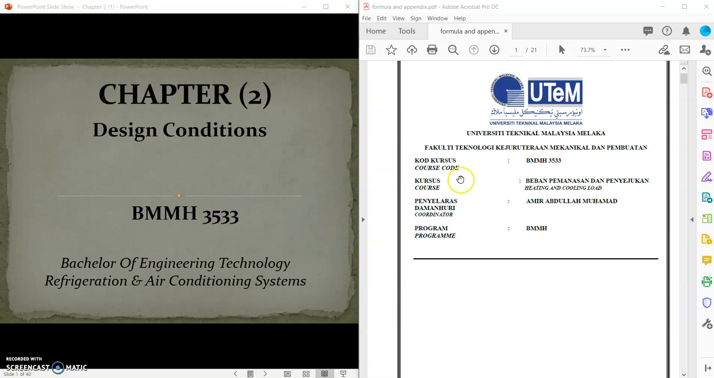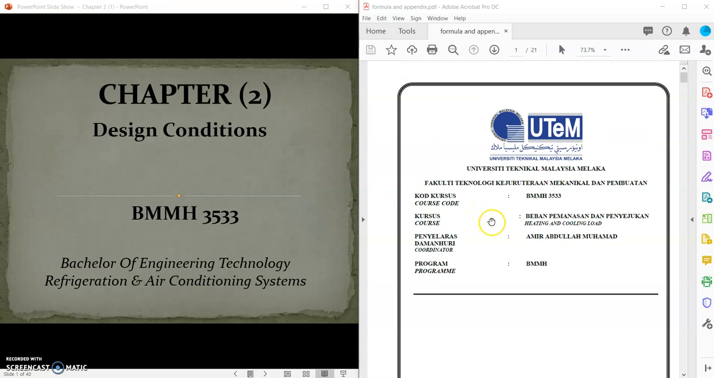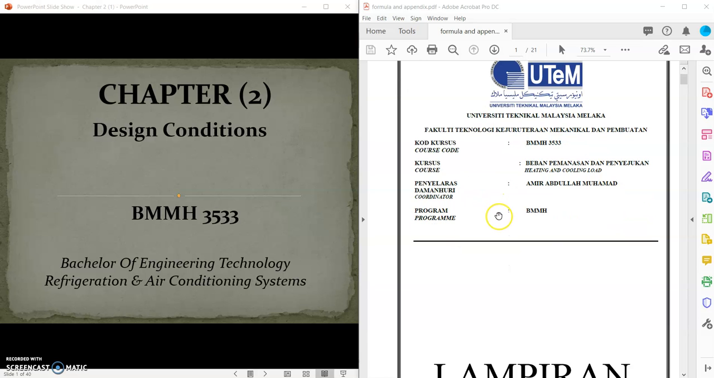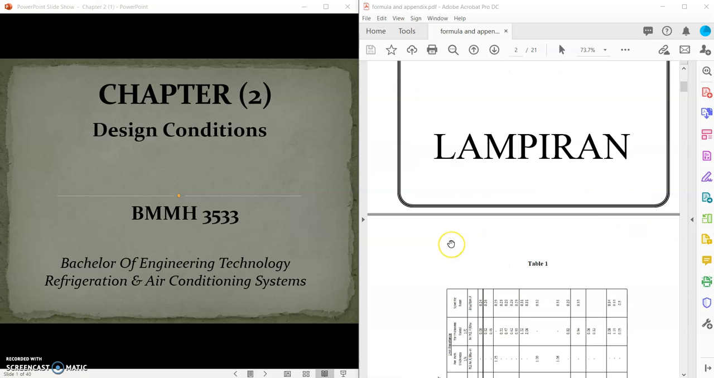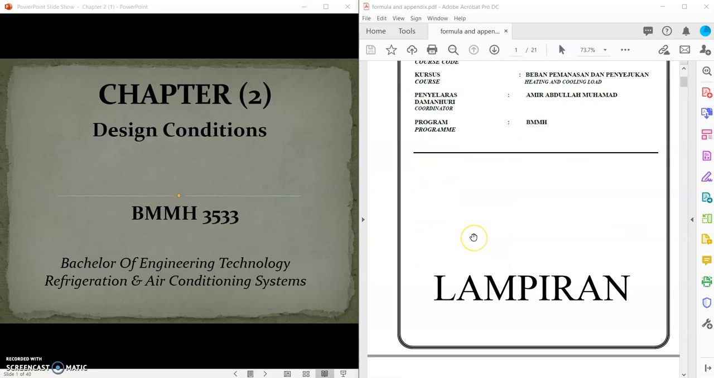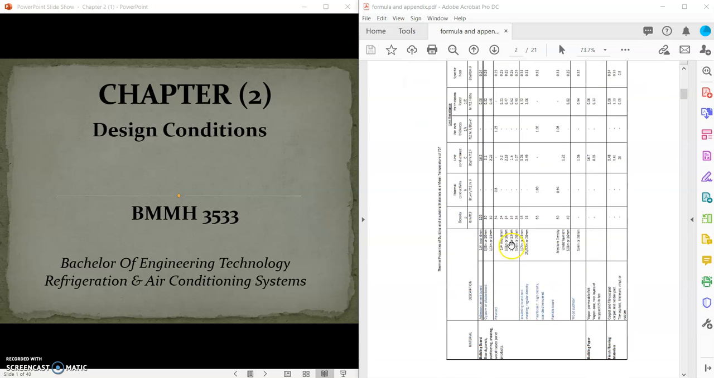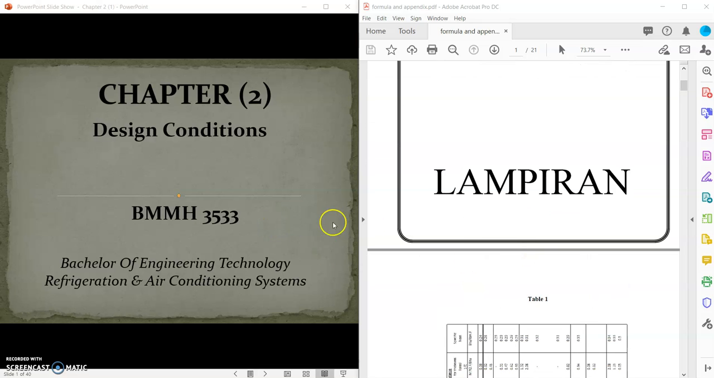Right, so let's begin. First of all, I would like you to have your formula and appendix table ready. Make sure you print the appendix and formula sheet accordingly, because we will use the formula and appendix sheet regularly afterwards.